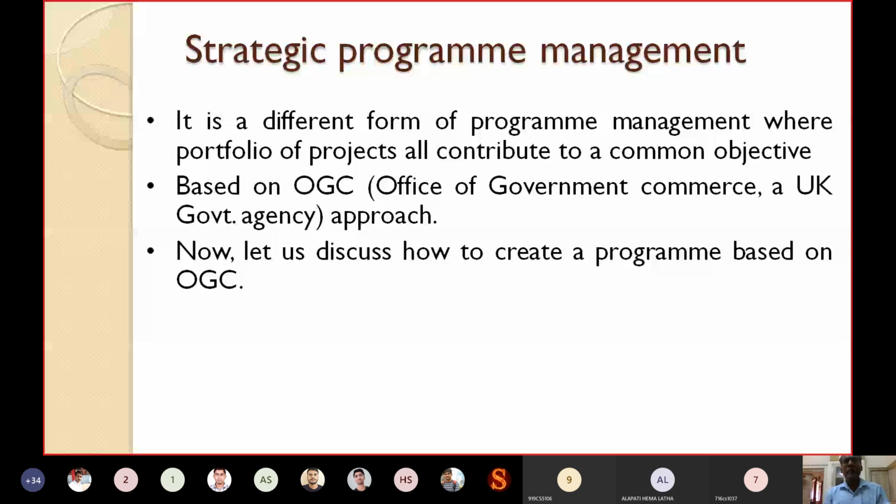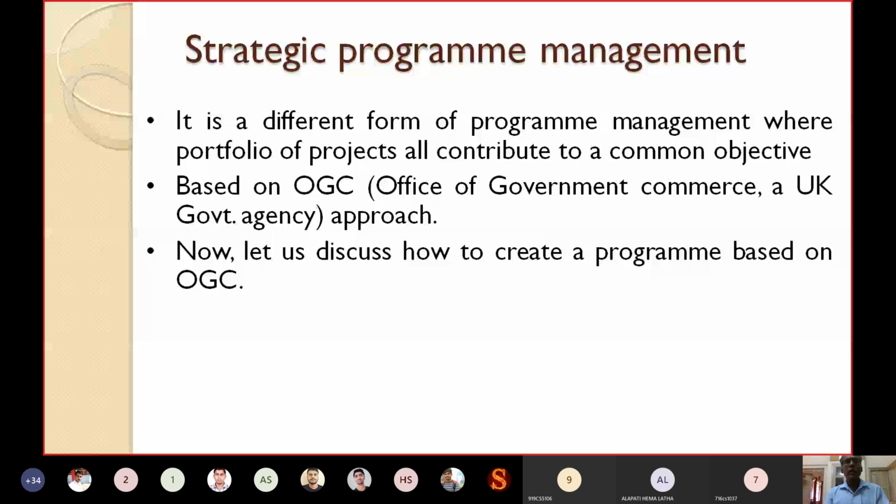It is a different form of program management where the portfolio of projects all contribute to a common objective. Portfolio management we have discussed in the first or second class. So in strategic program management, the portfolio of all the projects contribute to a common objective. I have already told you that strategic program management means the set of projects implementing a single strategy. They target towards a common objective, a single objective.